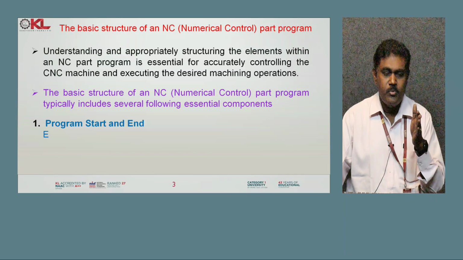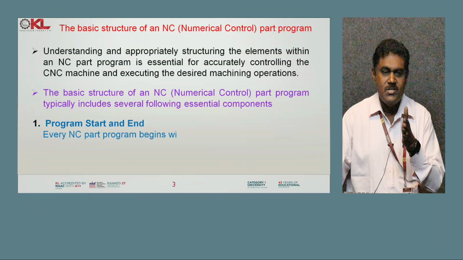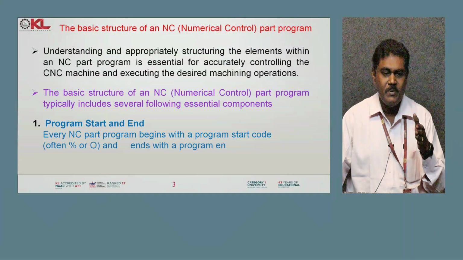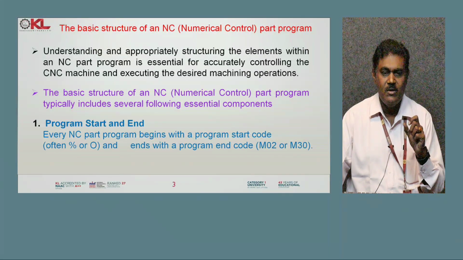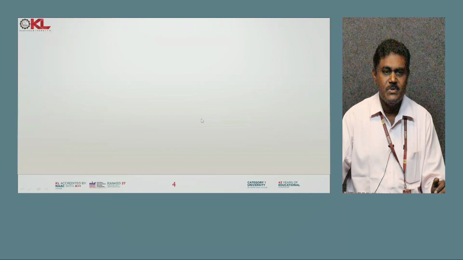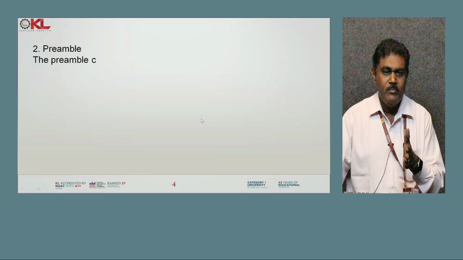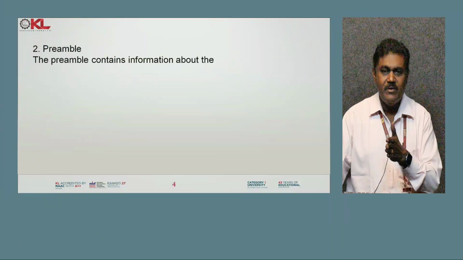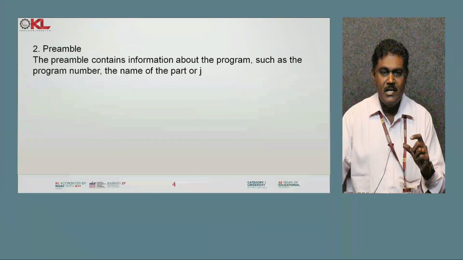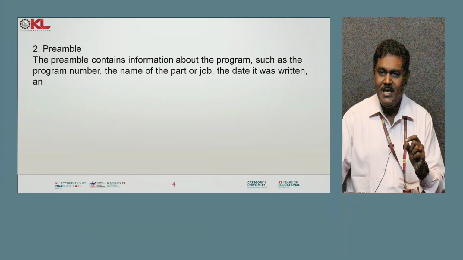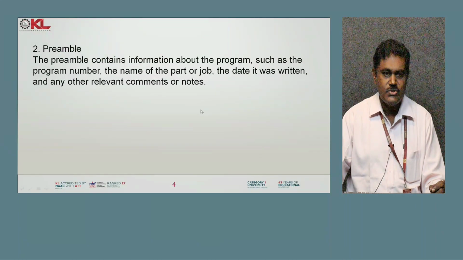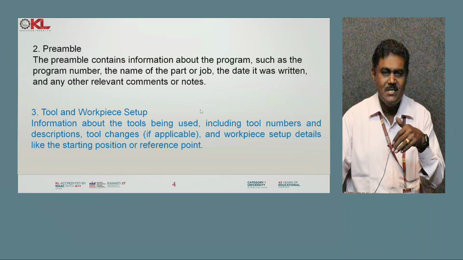First one is the program start and end. Every NC part program begins with a program start code, often the percentage symbol or capital O, and ends with a program end code, that is M02 or M30. The second one, preamble. The preamble contains information about the program, such as the program number, the name of the part or job, the date it was written, and any other relevant comments or notes. These are not compulsory, these are optional.